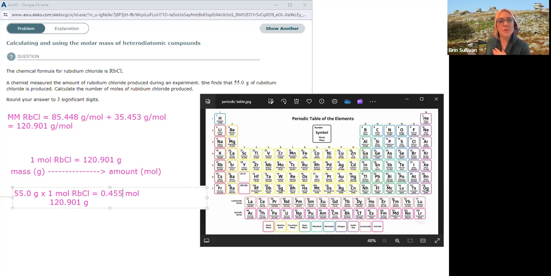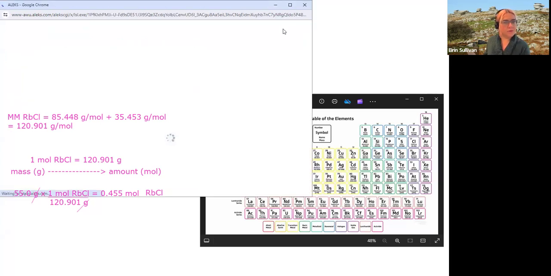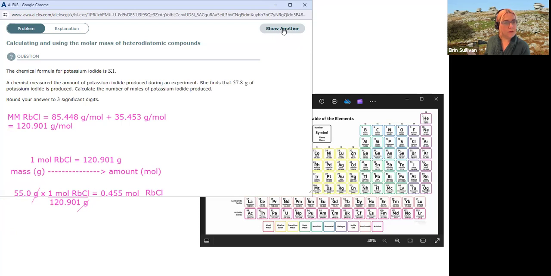I'm just going to draw a little line in there so you can see my unit conversion, 1 over 120.901, and you can see that my mass in grams cancels out, leaving me with units of moles of, if I'm going to be specific, rubidium chloride. So that is how we do that kind of conversion. Let's see if we get asked to convert mass in grams to moles or whether we get to do it the other way around. Let me just see if we can do one the other way.